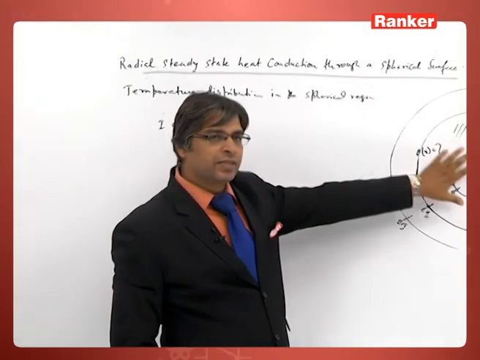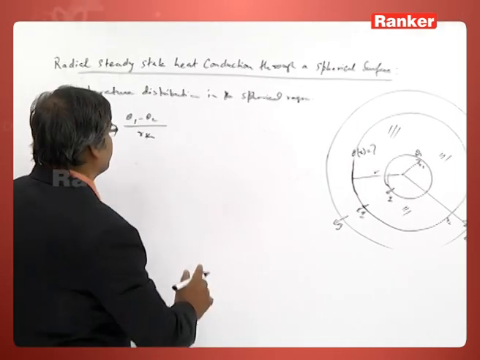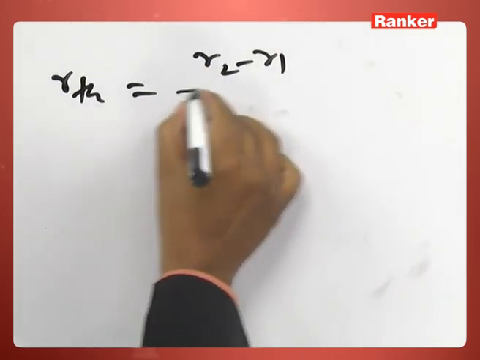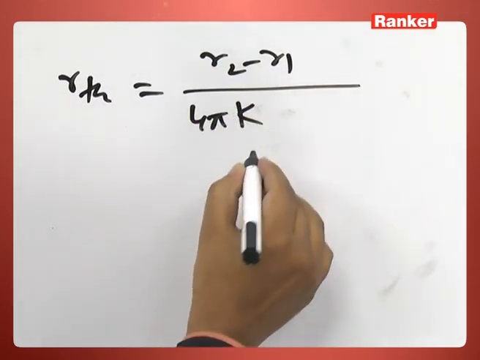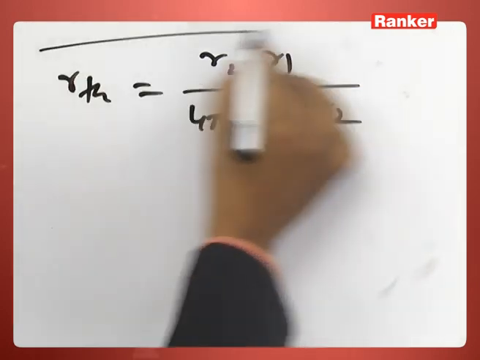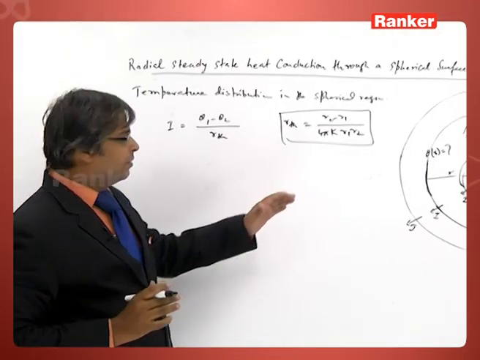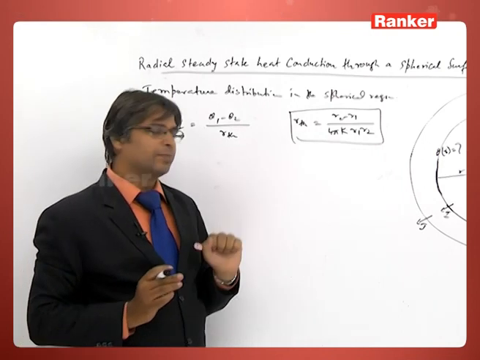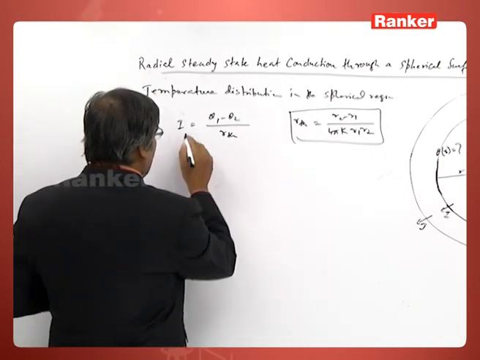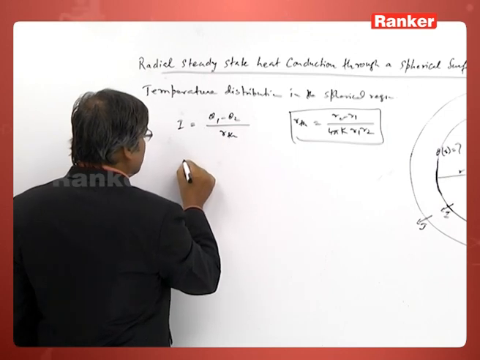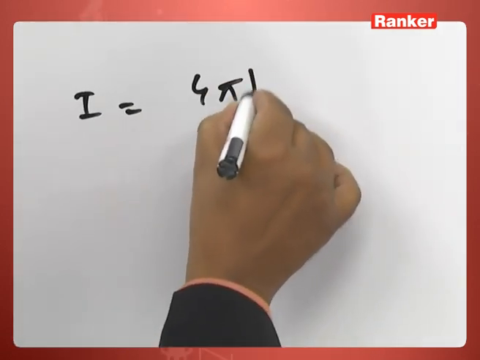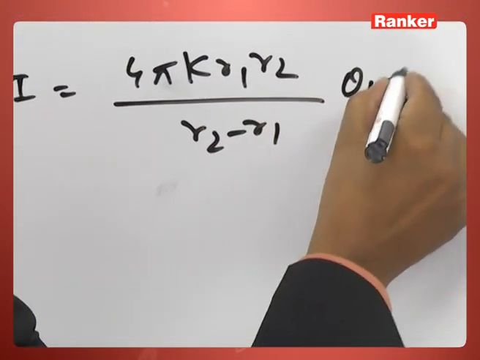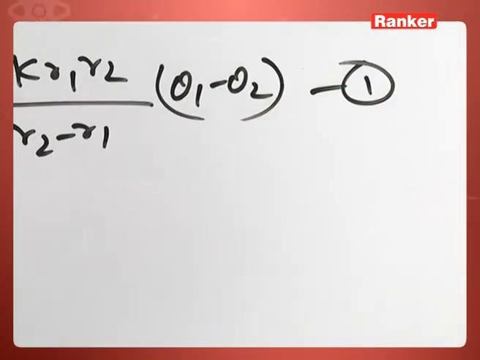So, the thermal resistance of the whole spherical region, R_TH, was (R2 - R1)/(4πk R1 R2). This was the expression we derived from our previous discussion for the thermal resistance of the spherical conductor. So, I will be equal to this. We got I = 4πk R1 R2 (θ1 - θ2)/(R2 - R1). This is equation number 1.